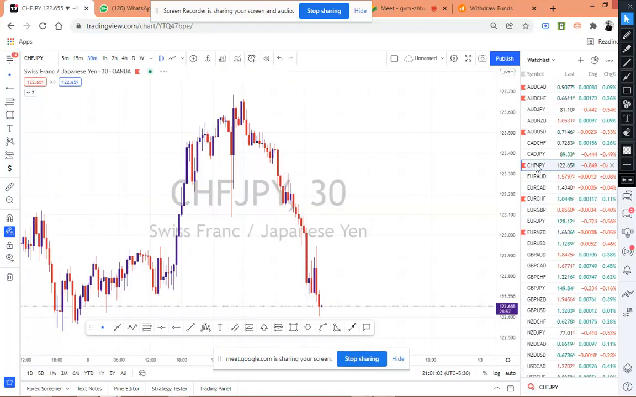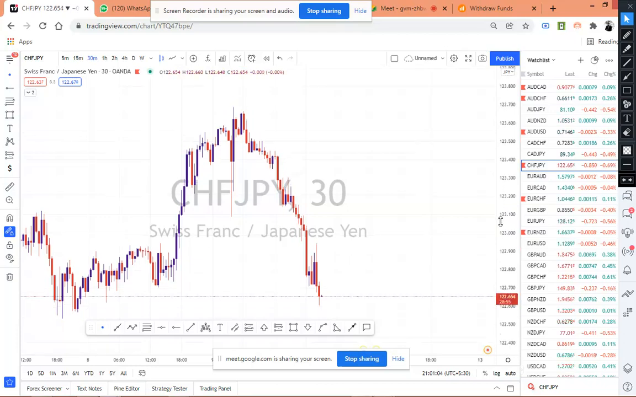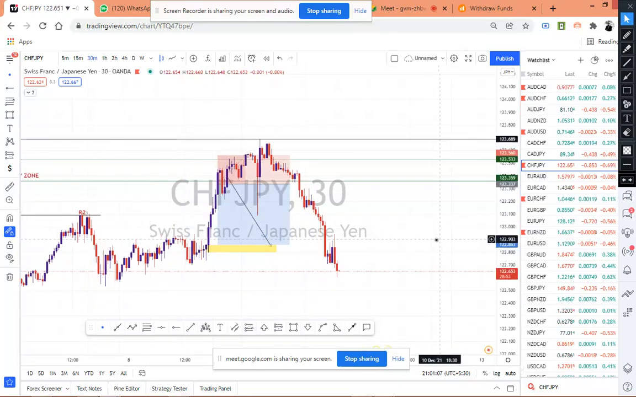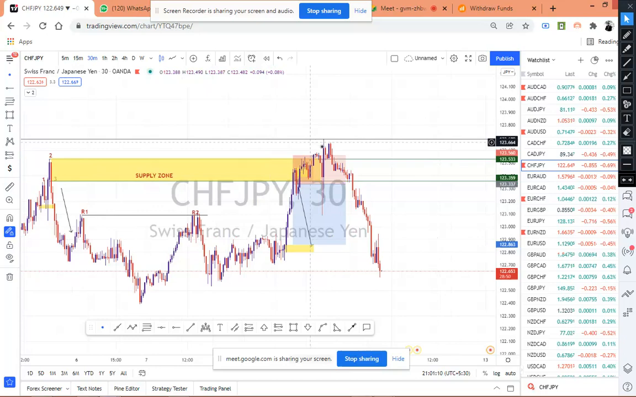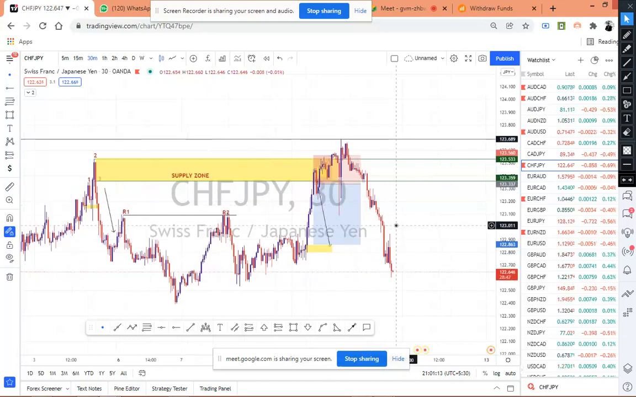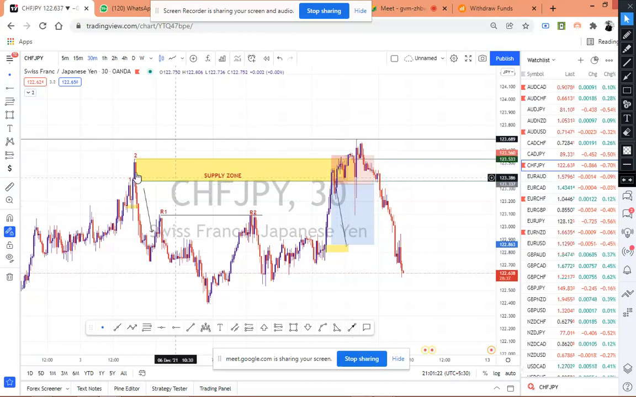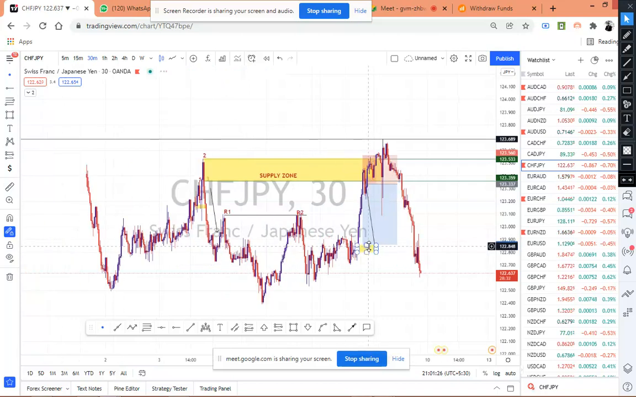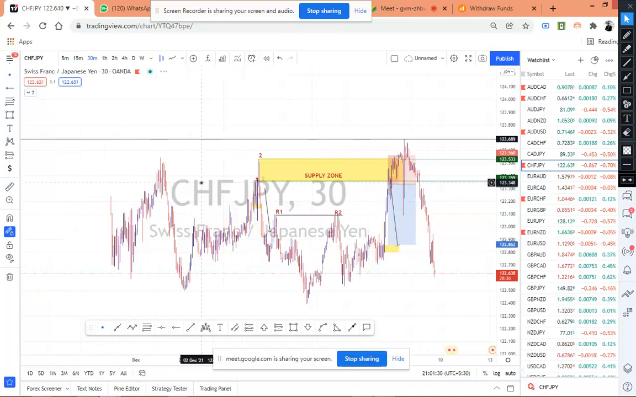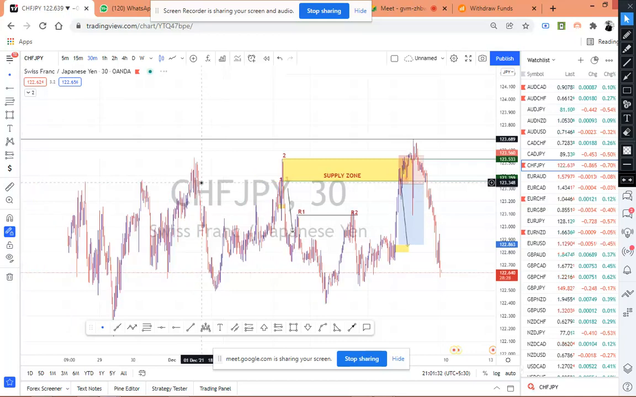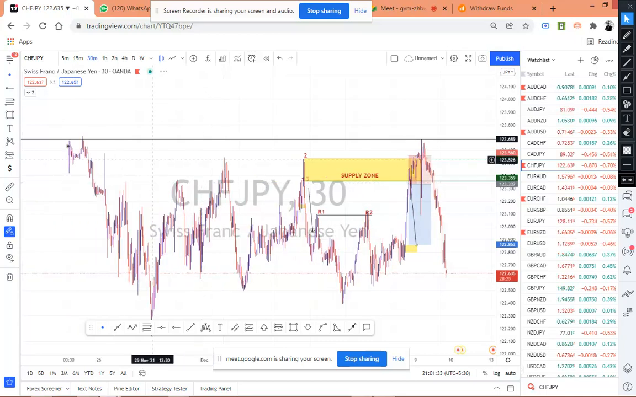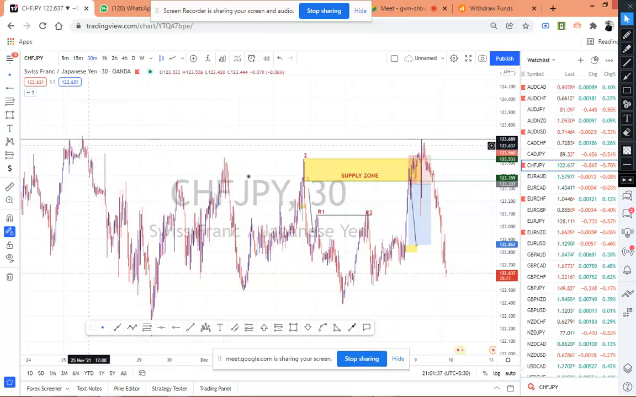CHFJPY. If CHFJPY is bullish, then EURCHF should be bearish. You can see it hit the stop loss and moved down. Very annoying trade. So annoying with this trade. It's a good setup, in fact good analysis. But it hit stop loss and dropped exactly to the next supply zone, which is the next supply zone.